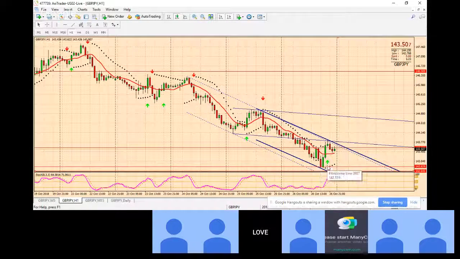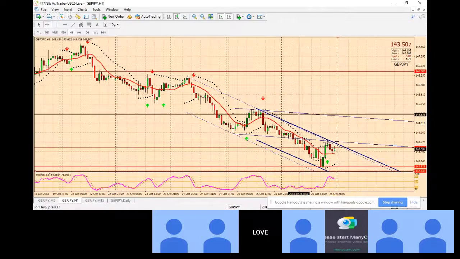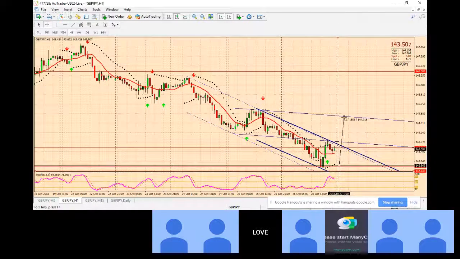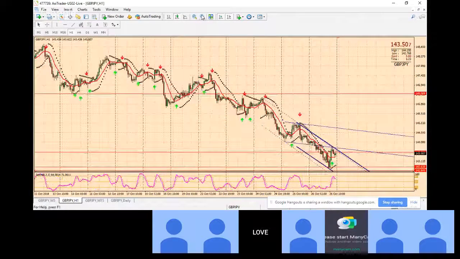If I get a test here, that will give me the confidence to say this level is likely to hold, which means the correction rally could take place and the market could go somewhere around here. Could go there, and then we see a downward move, because I am expecting this to hit 140 before we see a full reversal. So that is on GBPJPY.